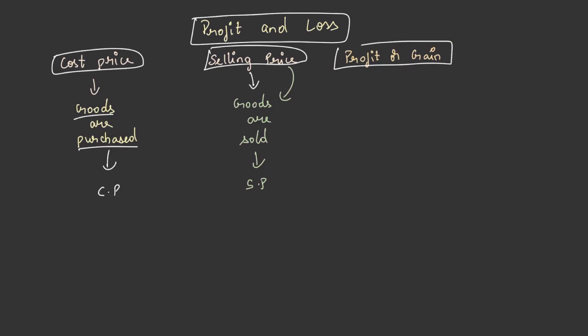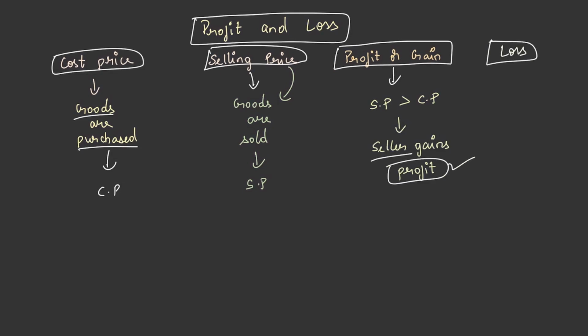When does the seller get profit? When the selling price is greater than the cost price, then the seller gains profit. And when does loss occur? If the cost price is greater than the selling price, or if the selling price is less than the cost price, then the seller incurs a loss.